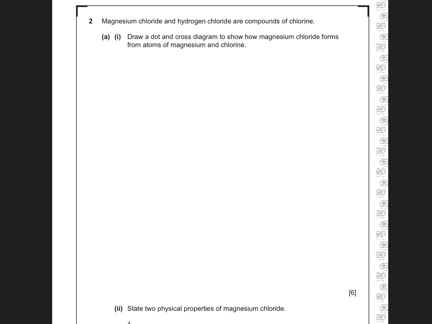2a, part 1: a dot and cross diagram to show how magnesium chloride forms. Well, magnesium is a metal and chlorine is a non-metal. If you look at where they're at in the periodic table, magnesium's to the left of the zigzag line and chlorine's to the right. And if you have that scenario where the metal and the non-metal react, it's going to be an ionic bond. And that's the transfer of electrons.